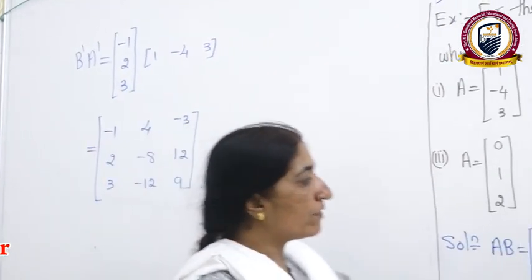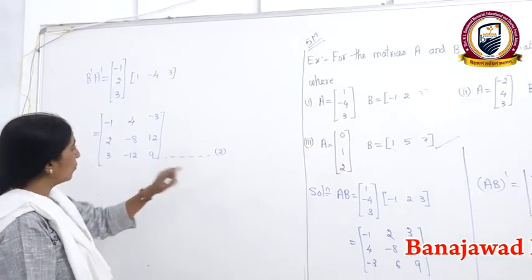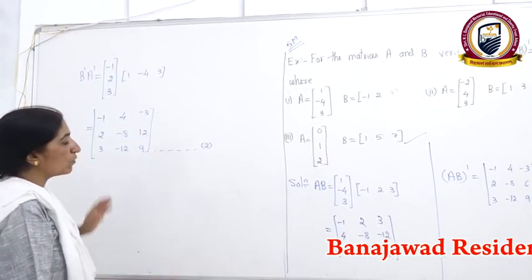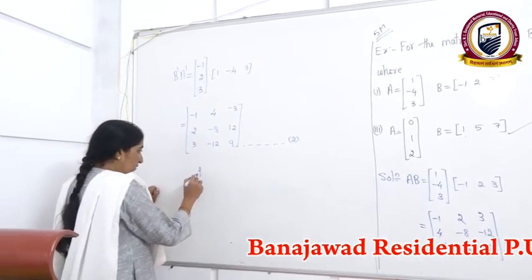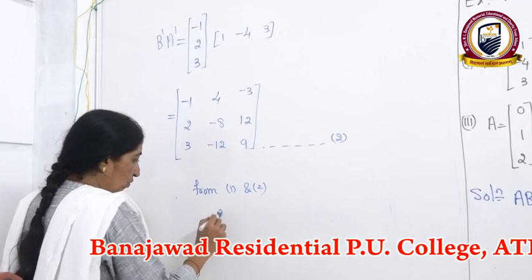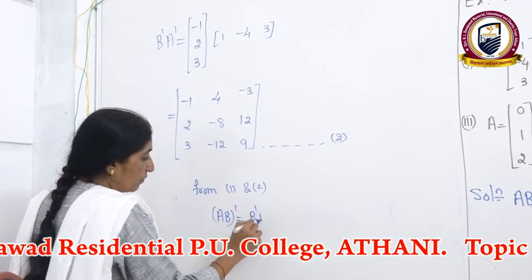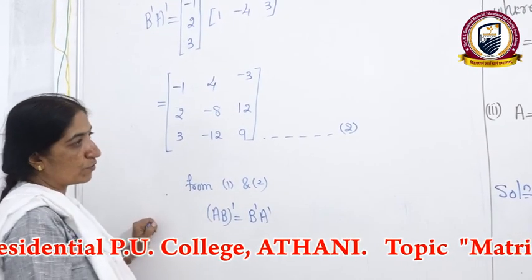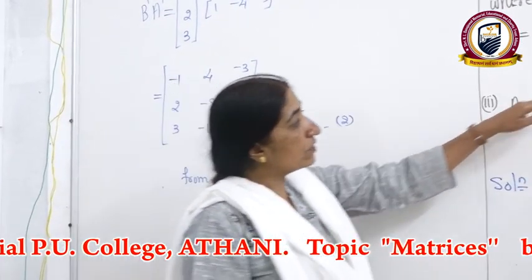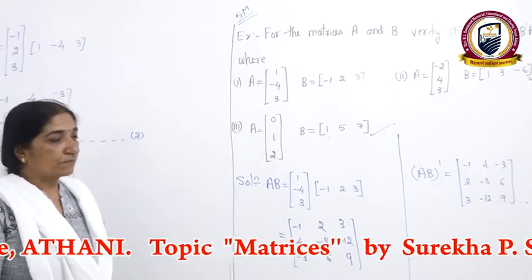See, here we have equation 1 and here we have equation 2. See the corresponding elements? Yes, the corresponding elements are equal. Then what are you writing? We are writing, from 1 and 2, AB whole transpose is B transpose into A transpose. Students, the second and third I gave you as an assignment.